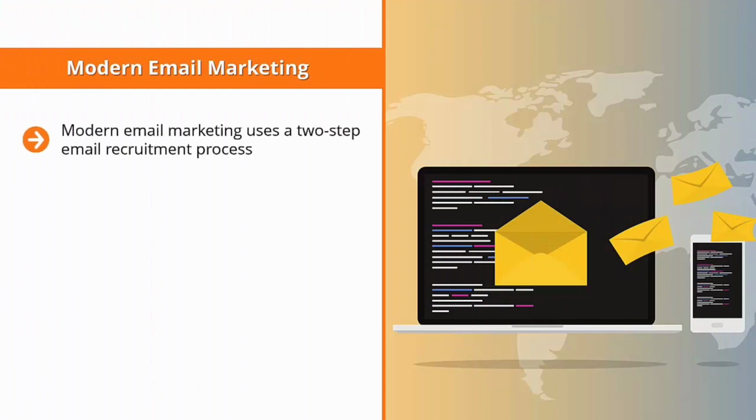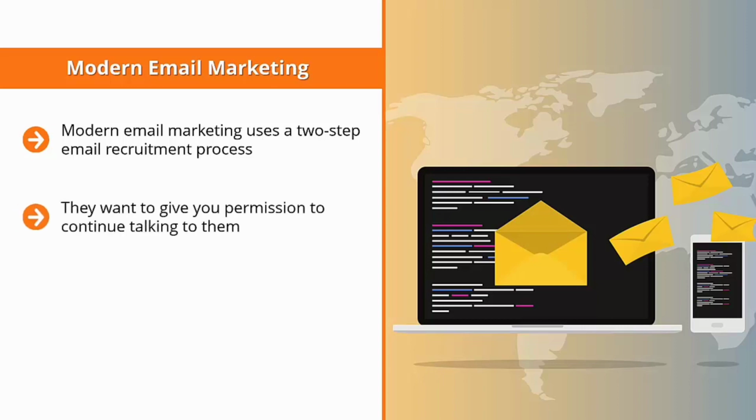Modern email marketing uses a two-step email recruitment process. When people click through to the email form, they're essentially asking to opt in after they have become aware of the incentives. In other words, they already know what's in it for them. They are looking to establish a relationship with you. They want to give you permission to continue talking to them. Using this two-step process is less intimidating, and they also are given the impression that they're calling the shots. It's their choice whether to click through to the form or not.